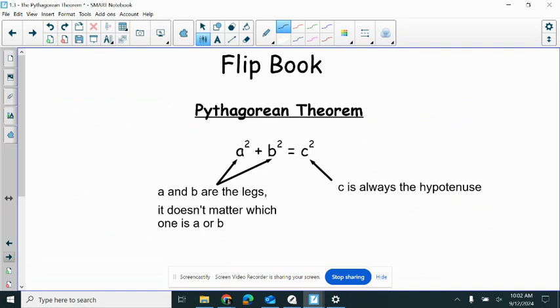So the Pythagorean theorem. This states that a squared plus b squared equals c squared. So a and b are going to be the legs of the right triangle. When we're doing the Pythagorean theorem, it doesn't matter which leg is a and which one's b, they're interchangeable. But c always has to be the hypotenuse. So that's why we have to identify the hypotenuse, because that has to be the c value.